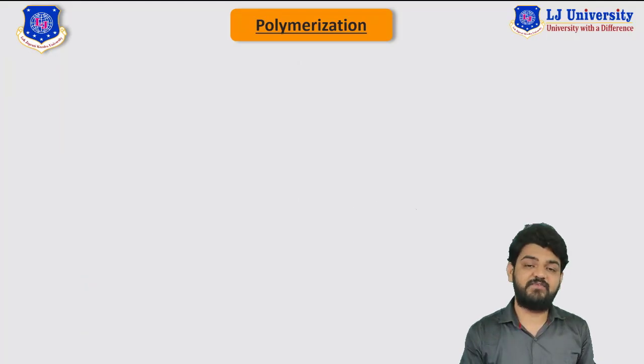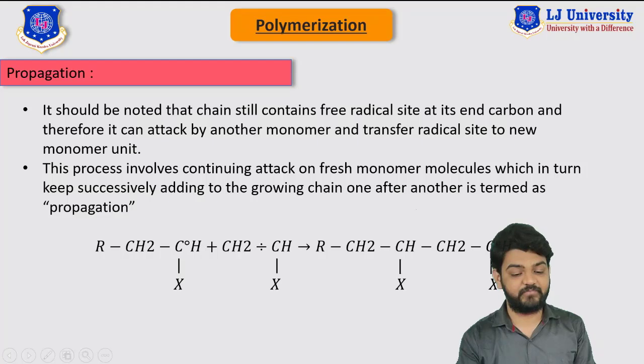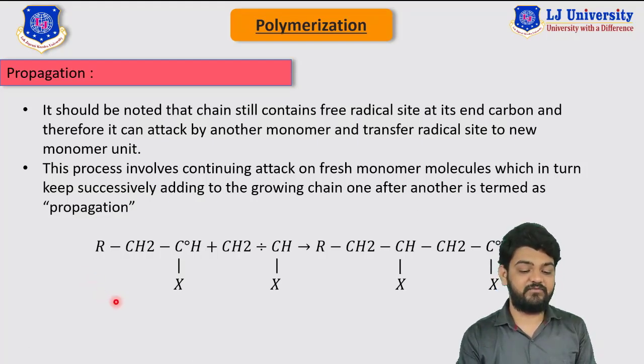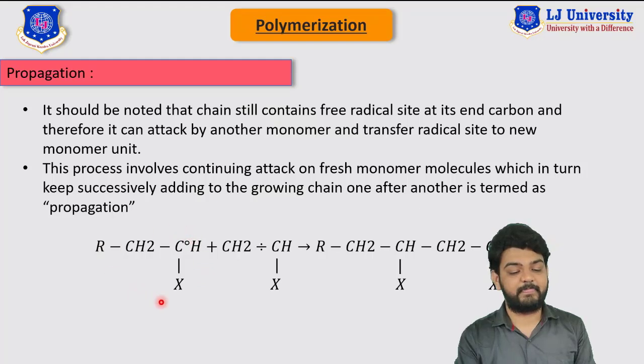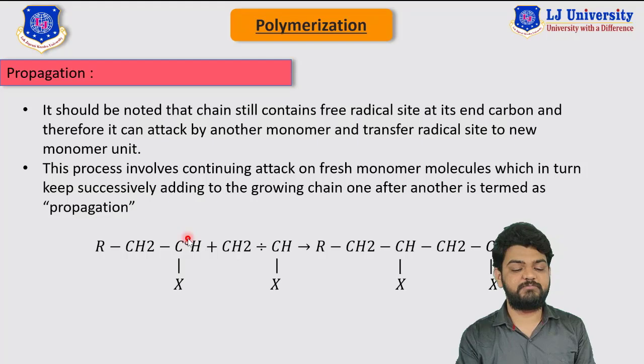Now let's understand this process with one more example so that you can get more idea about it. You can see on the screen that we have this particular component in the initiation process, in which our free radical was attacked by this monomer. And we have shifted our electron from R to this particular carbon, right? Now what happens next is a new fresh monomer of ethylene molecule comes in contact with this.